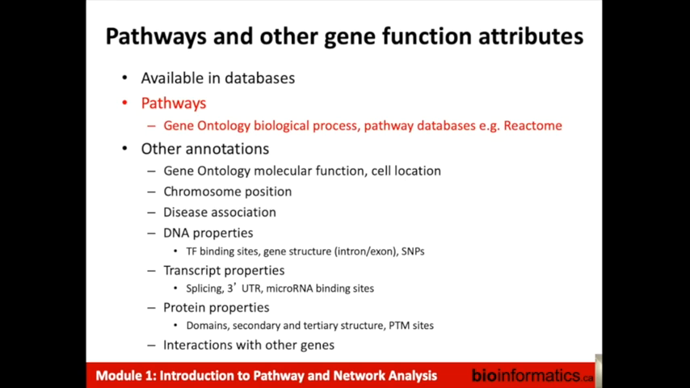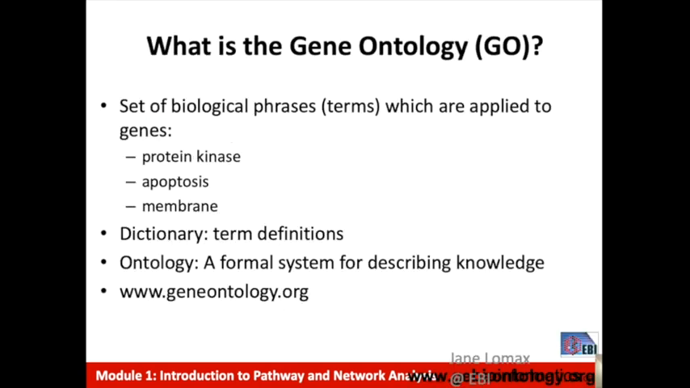Okay, so talking about pathways first, I'm going to talk about the gene ontology. The gene ontology, or GO, is a set of biological phrases or terms which are applied to genes, like protein kinase, apoptosis, or membrane. This gene ontology is also a dictionary, so each term has a definition associated with it, and it's actually quite useful for teaching because tens of thousands of biological terms have nice definitions in this ontology. I've mentioned the word ontology, gene ontology, and an ontology is a formal system for describing knowledge.